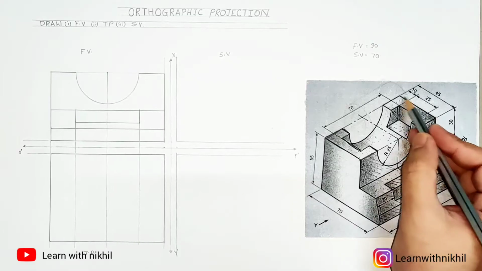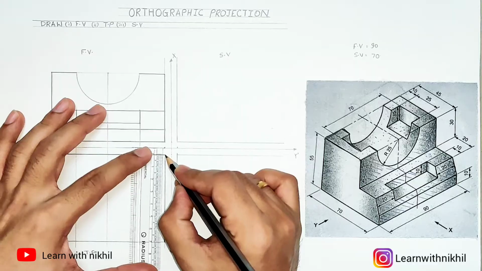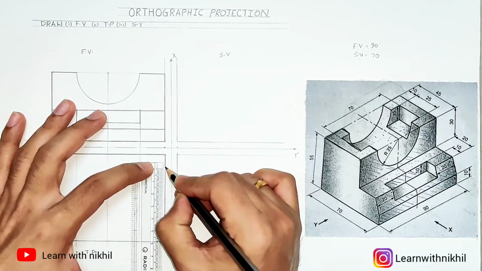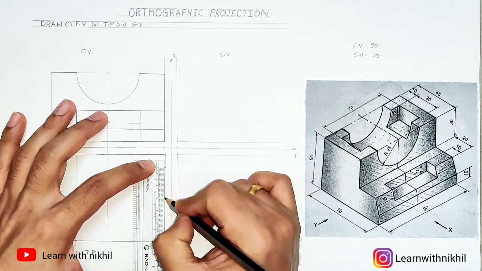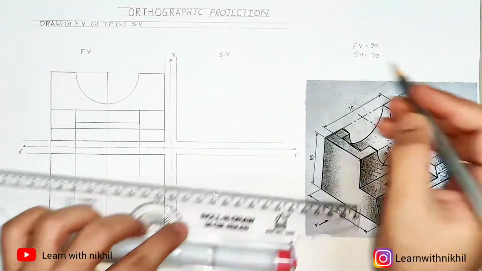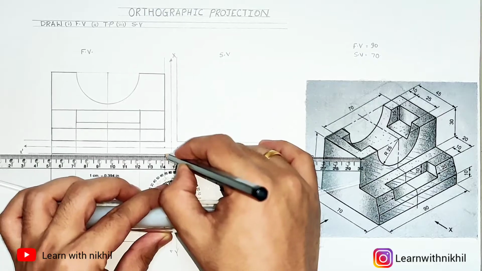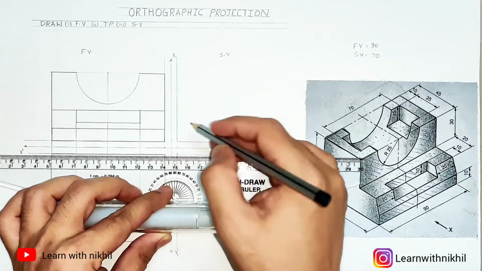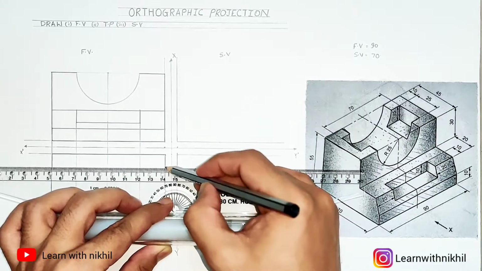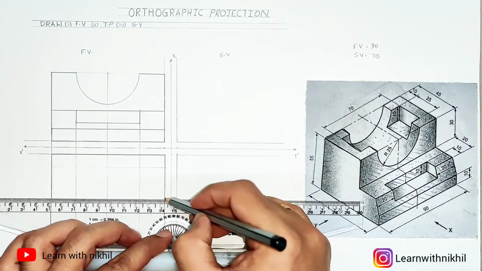Now this distance given is 10 and 25. So from this point, we will mark at a distance of 10 millimeter and then after that 25 millimeter. So draw light lines through those points, 10 millimeter and then 25 millimeter.